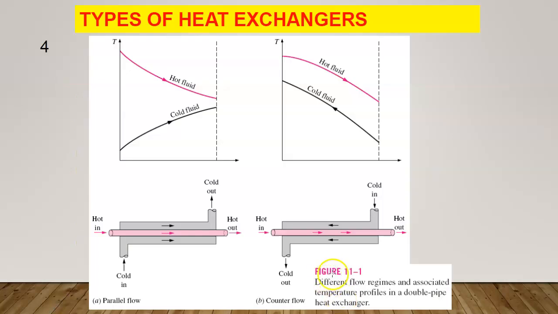Okay, basically there are two types of heat exchanger. The first one is A, parallel flow. Second one is B, counter flow. Parallel flow and counter flow, the differences are, for example, here you could see the hot in and the cool in are in parallel.